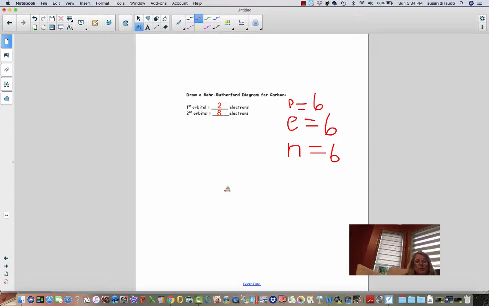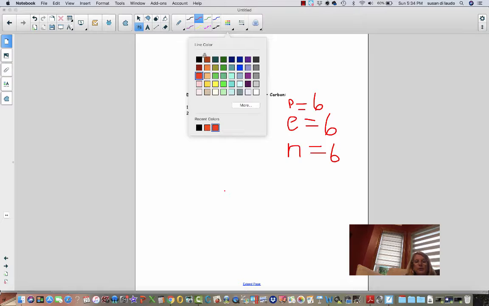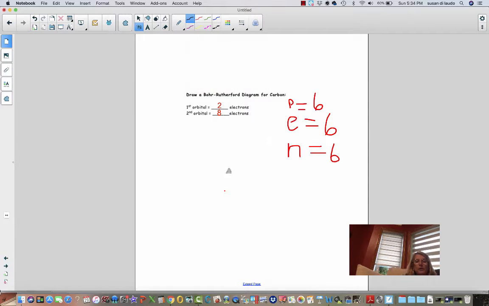So when I'm doing my Bohr-Rutherford diagram, maybe I'll change color here. I'll draw the nucleus first. So draw your nucleus. And inside the nucleus are your protons. So we write 6p for protons and your neutrons. So the nucleus holds your protons and your neutrons. So write that down so I know that you know it's in there.